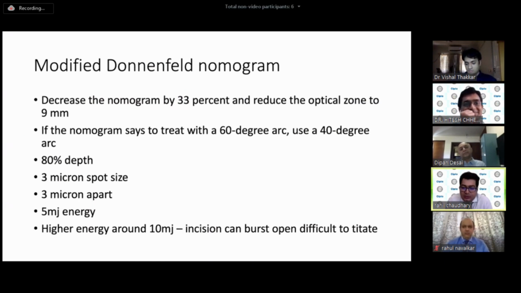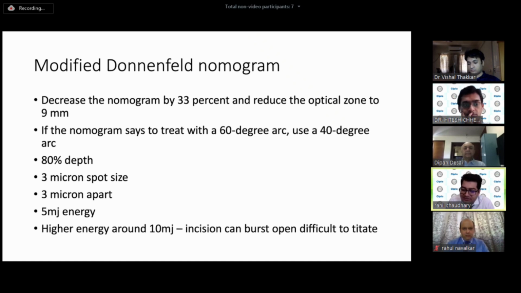LRIs. So what we are doing is that we decrease the nomogram by 33% and reduce the optical zone to 9 millimeters. So basically, if the nomogram says that you have to treat a 60-degree arc, we are using a 40-degree arc. And we are keeping 80% depth. The spot size that we are keeping is about 3 microns, which is 3 microns apart, the distance. And I initially started with 1 millijoule of energy. But with time, depending on how comfortable you are, you can maybe use between 1 to 5. For me, 5 millijoules works very comfortably.